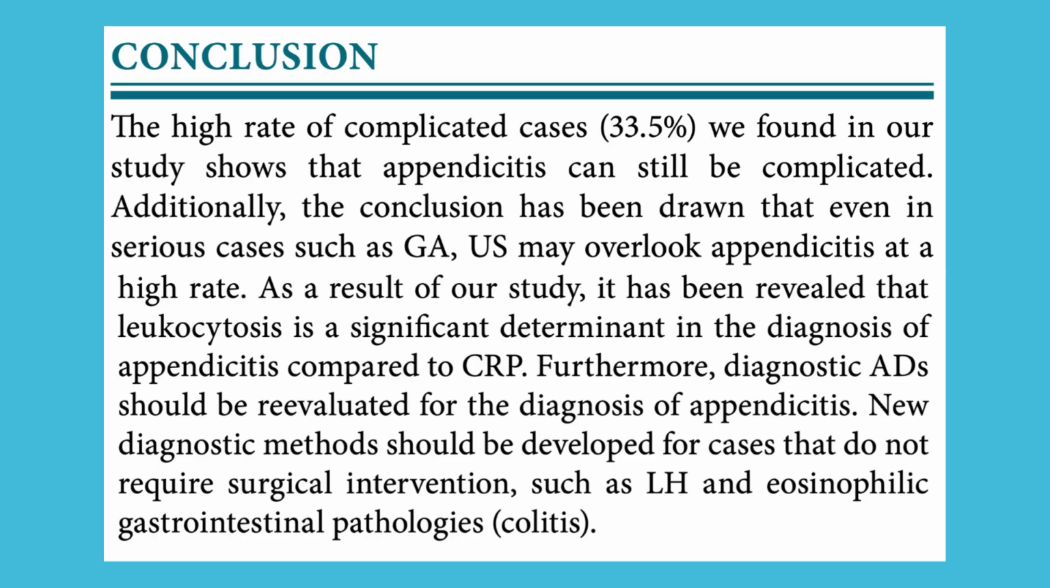Conclusion: the high rate of complicated cases, 33.5%, we found in our study shows that appendicitis can still be complicated. Additionally, the conclusion has been drawn that even in serious cases such as GA, US may overlook appendicitis at a high rate. As a result of our study, it has been revealed that leukocytosis is a significant determinant in the diagnosis of appendicitis compared to CRP. Furthermore, diagnostic ADs should be reevaluated for the diagnosis of appendicitis. New diagnostic methods should be developed for cases that do not require surgical intervention, such as LH and eosinophilic gastrointestinal pathologies, colitis.